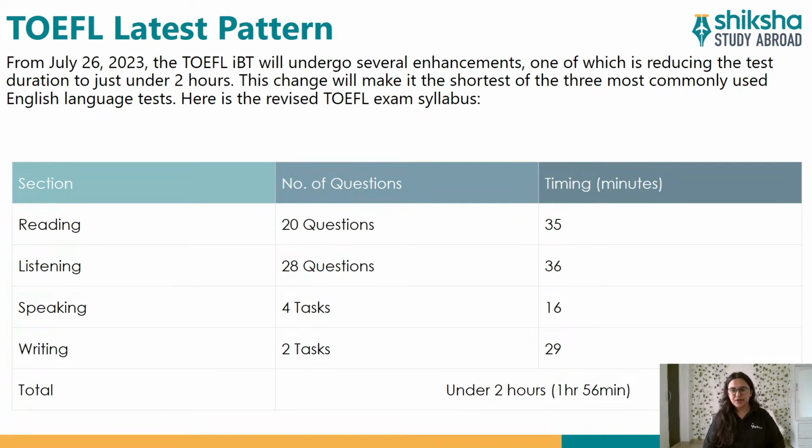As you total out the timings given here, it will be under 2 hours. The approximate timing is also given here, 1 hour 56 minutes, so that is approximately 2 hours, right? That is good news for every TOEFL aspirant, because earlier the exam was really very lengthy and there was a 10 minute break in between. But now, as the time has reduced, the break has been omitted. That means there will be no interval of 10 minutes anymore, and you'll have to complete all 4 modules of the TOEFL exam in one go.